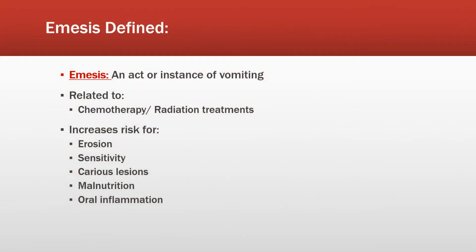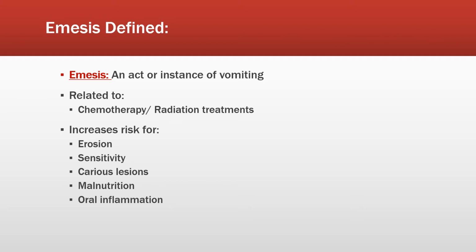So emesis, as you probably all know, is an act or instance of vomiting, and in your guys' case, it's related to chemotherapy, radiation treatments. So this increases the risk for erosion, so that's what you saw on the slide we were just on. That's wearing away of the enamel surface, and since enamel is the hardest tissue in the body, if that's worn away, then that'll put the patient at risk for our second point, sensitivity, and our third point, which is carious lesions. So that wearing away of the enamel, or like the protective cover of the tooth, will kind of pave the way for bacteria to have access to the softer portions of the tooth, which is the dentin.